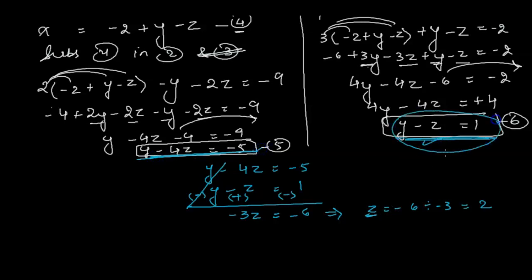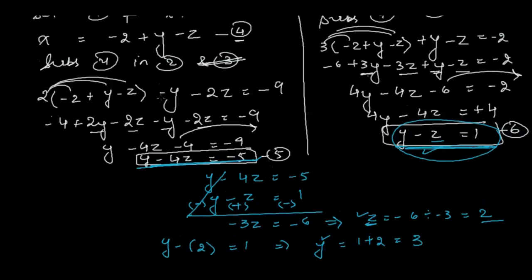Let's say we put it here. So we would have y minus, in place of z we put a 2, now is 1. So we would have y is equal to 1 plus 2, which is a 3. Once we have y and z coordinates, all we have to do is pick any one of the first, second, and third equation, sub in y and z in there, and solve for x.